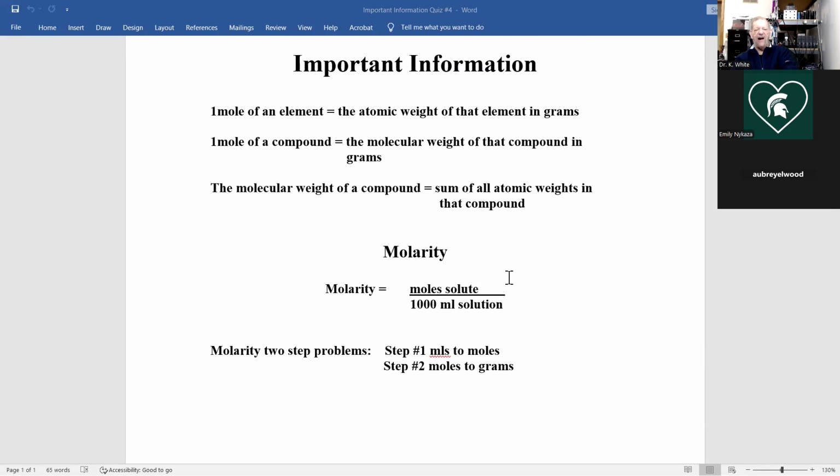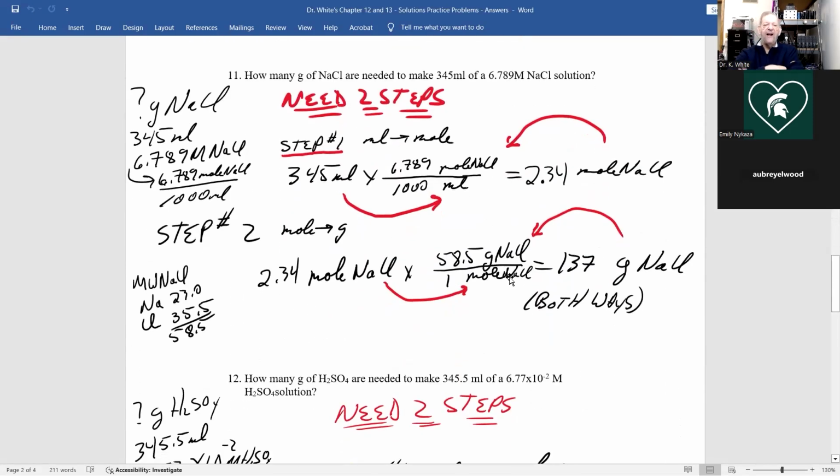So let's look at one of these problems to determine how to make a stock solution. If we look at number 11, we have how many grams of sodium chloride are needed to make 345 milliliters of a 6.789 capital M solution. So we're trying to get the grams of sodium chloride. We have milliliters of solution needed, we're trying to make. We have this number, 6.789 capital M NaCl. Well, as soon as I see the capital M, I know that's molarity. What this really means is 6.789 moles of sodium chloride per 1,000 milliliters.